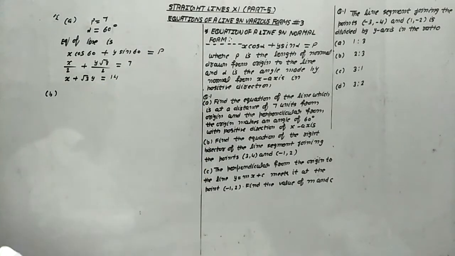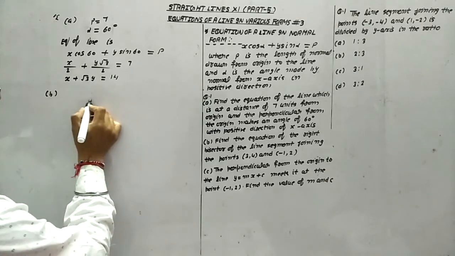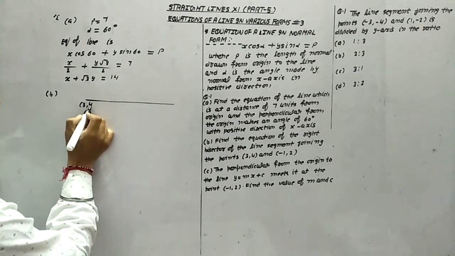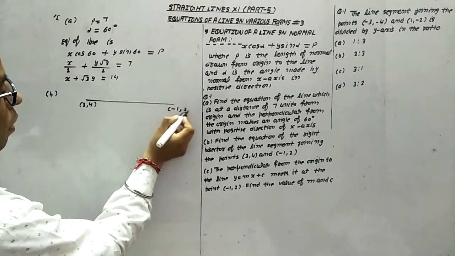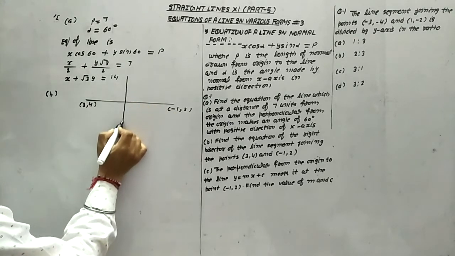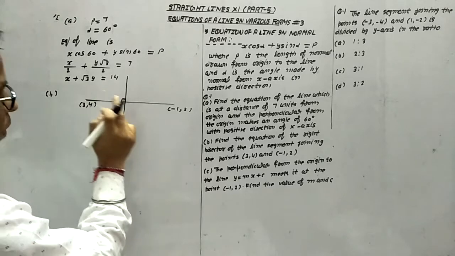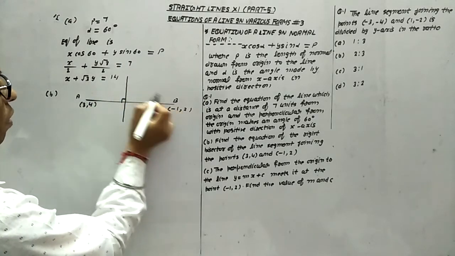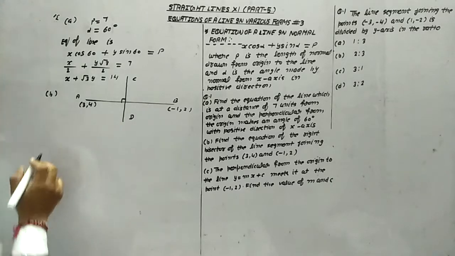Now in this B part, find the equation of the right bisector of the line segment joining the points (3, 4) and (-1, 2). Now we have to find out the equation of this line, which is the right perpendicular bisector of this line. It means we have to find out the equation of CD.